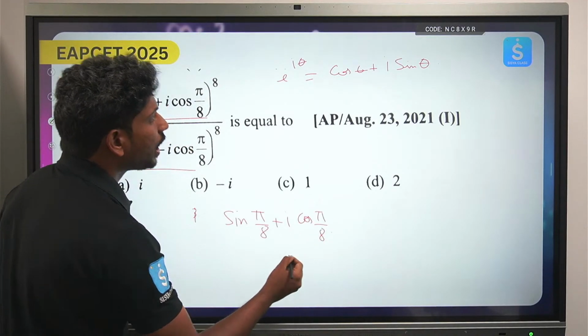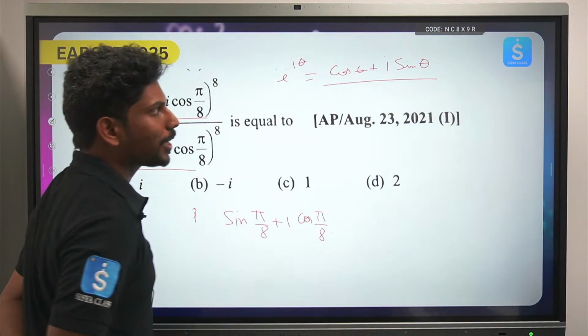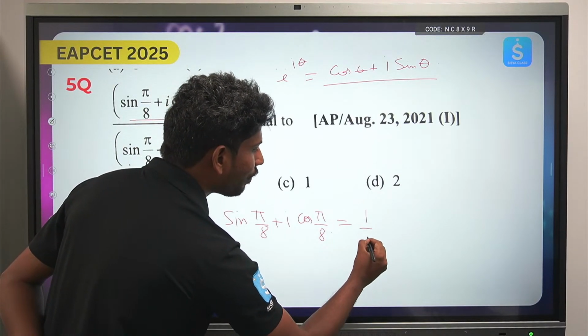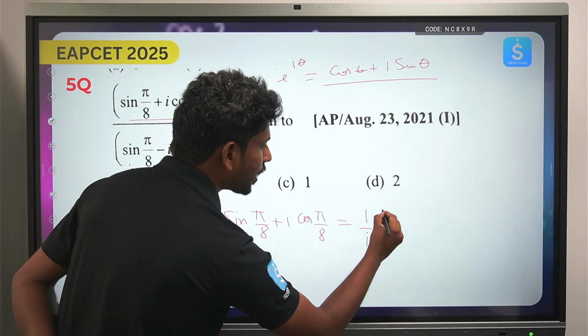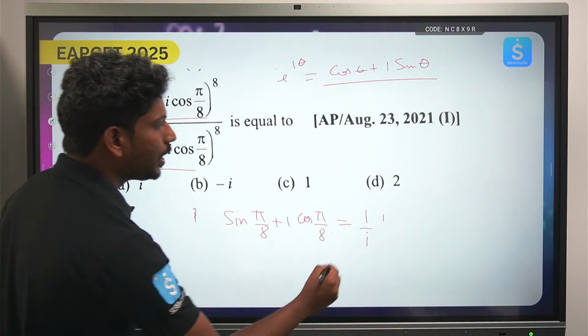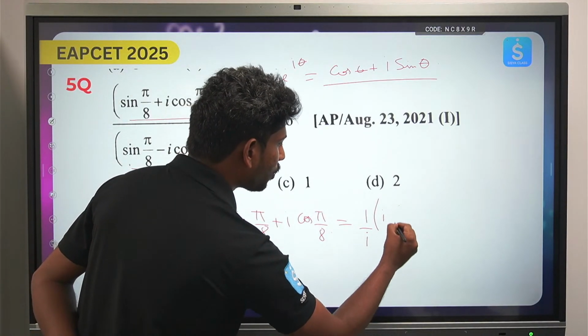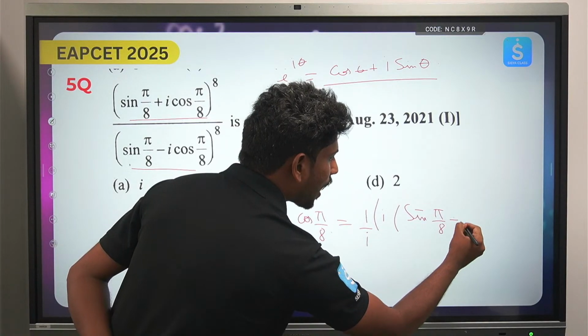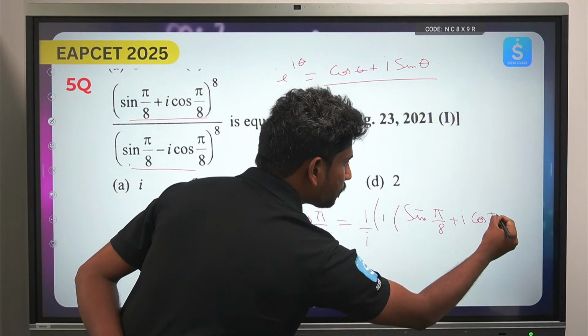It should always come in the form cos theta plus I sin theta. So what do we do? I just try to multiply and divide by I, so that, what will happen if I do that, sin pi by 8 plus I cos pi by 8.